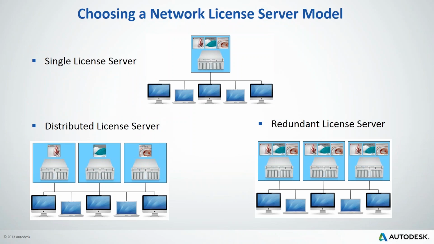All right, we'll start. There are three types of network license server models. First is single license server. Second will be distributed license server, and last one will be redundant license server models. Each server model has its own advantages and disadvantages, so we'll cover this in the next few slides.